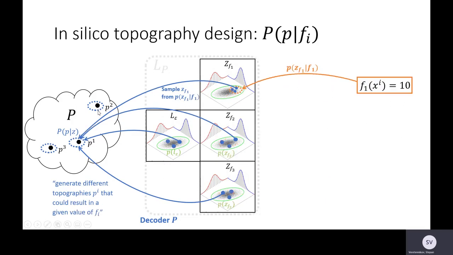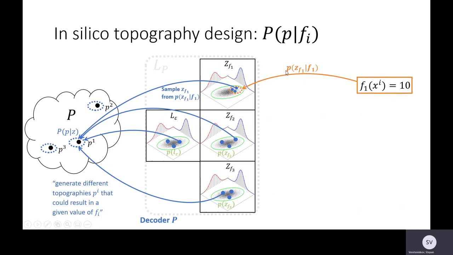And the third application is in silico topography design given the desired properties of cell images. Here we only consider the subset of the properties that we are interested in. For example, if the F1 property is the nucleus form factor, and we are interested, let's say, in some high values. For example, 10 is a high value of a nucleus form factor. We pass the value 10 to the model.